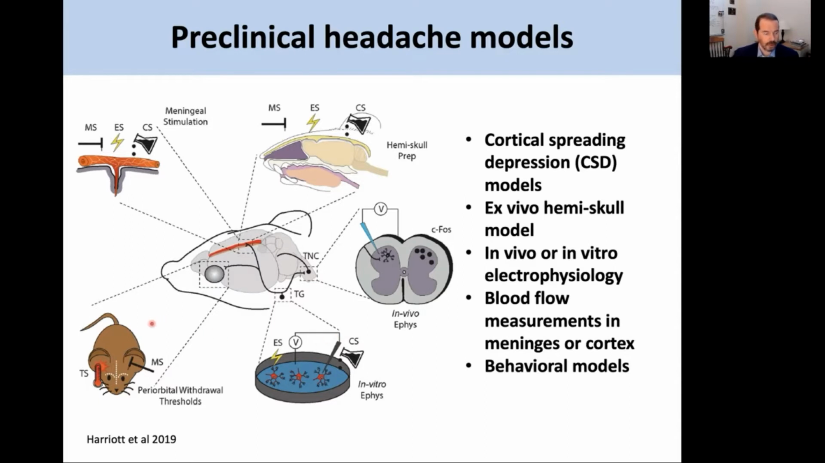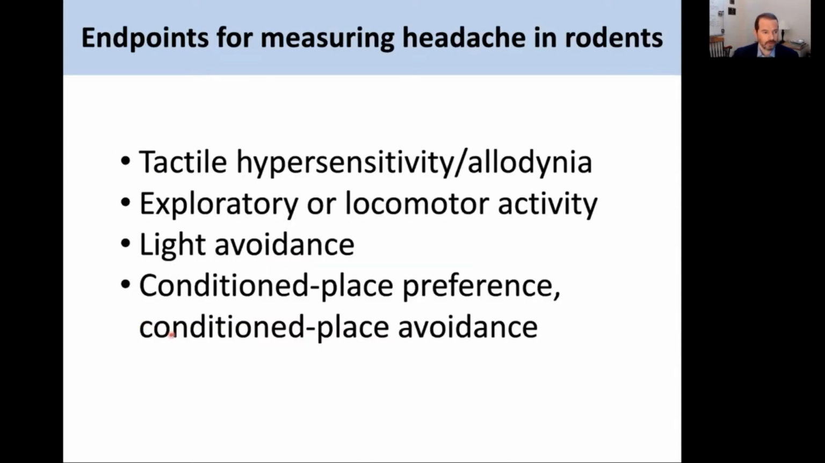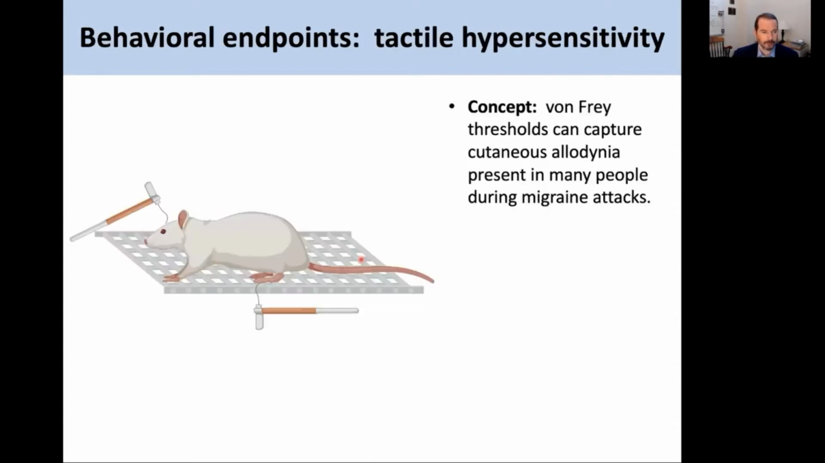What I'm going to focus most on today is behavioral models, a variety of different kinds of stimuli that are given to animals and a variety of different ways that headache is measured in these animals. So starting with the endpoints, what kinds of behavioral responses do you test in rodents to determine whether a headache is present? We'll talk about tactile hypersensitivity or allodynia, exploratory or locomotor activity, light avoidance, and conditioned place preference and conditioned place avoidance.